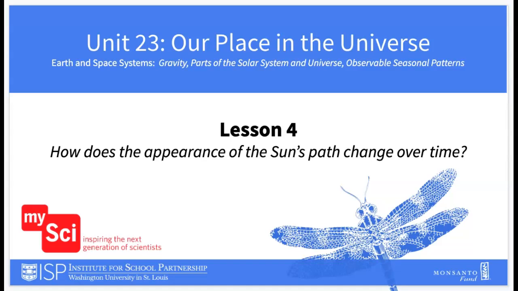Welcome to Lesson 4 of mySci Unit 23, Our Place in the Universe. In Lesson 4, students will answer the question, how does the appearance of the sun's path change over time? Students will analyze and interpret data on daylight in various locations throughout the year, and use models of the Sun-Earth system to explain seasonal patterns.